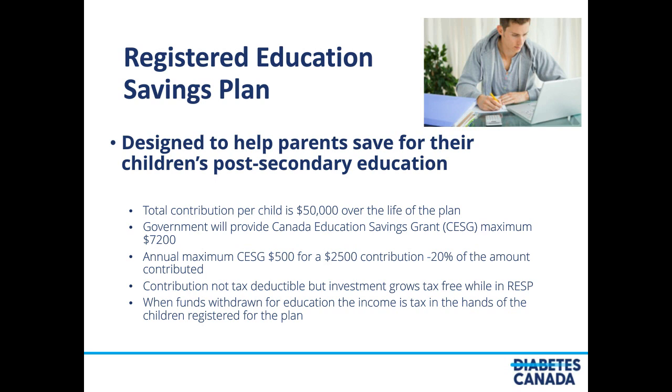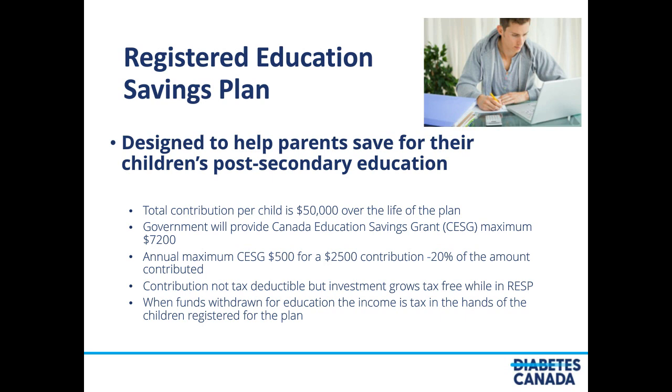Furthermore, you may want to set up not a plan by child, but a plan for your family or group of children, so that if one child decides not to go to post-secondary education, the funds then revert to the next child who may want to go to post-secondary education.